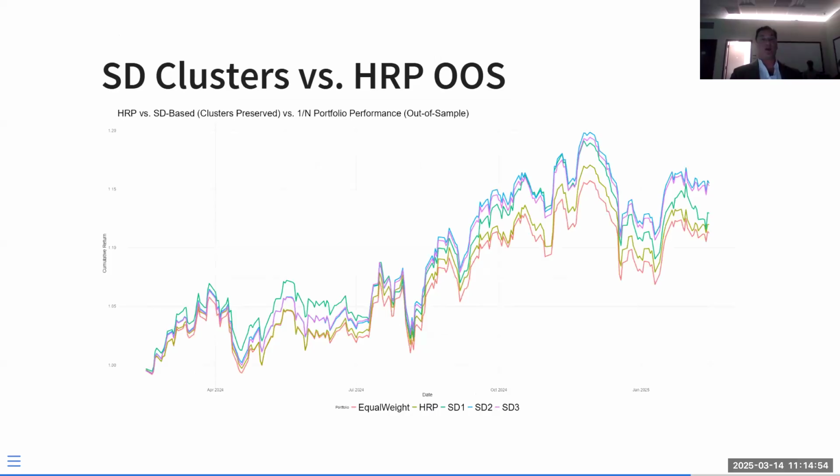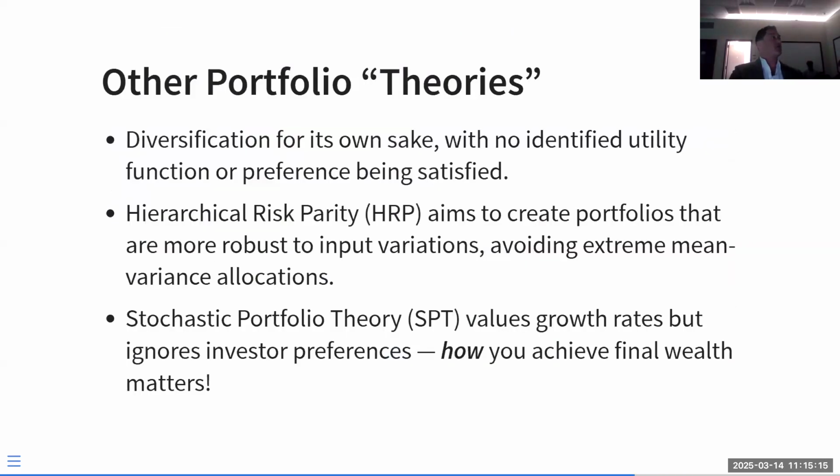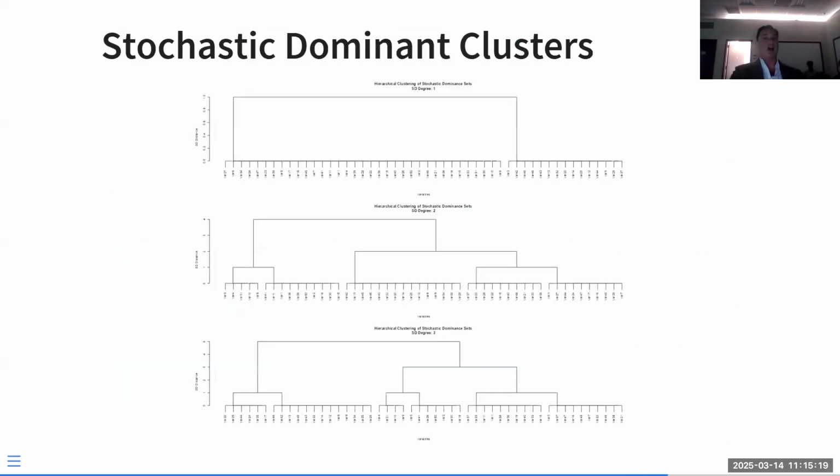This is how it fares versus just the naive seriation in HRP, completely out of sample for a year. You can see SD 1, 2, and 3 all outperform HRP and 1 over N for a year holding period based on these clusters. And again, HRP doesn't have any utility or risk factors in it, but stochastic dominance has corresponding risk profiles to each degree of its stochastic dominance.